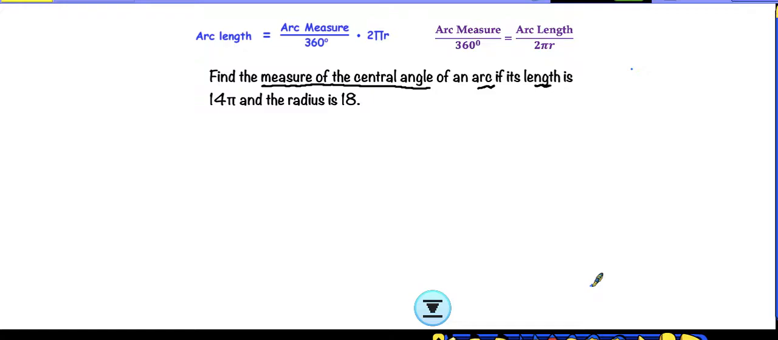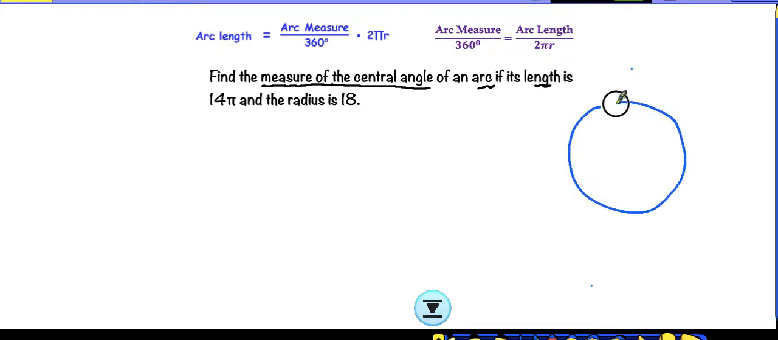So let's check the first one. The first one says find the measure of the central angle of an arc if its length is 14 pi and radius is 18. Sometimes you underline the key information here. It's helpful, but let's draw the picture to match the information.